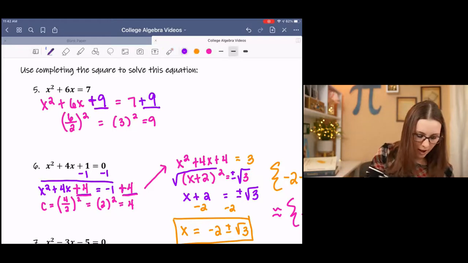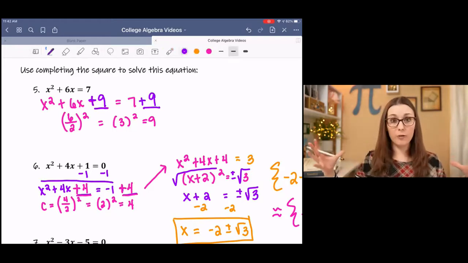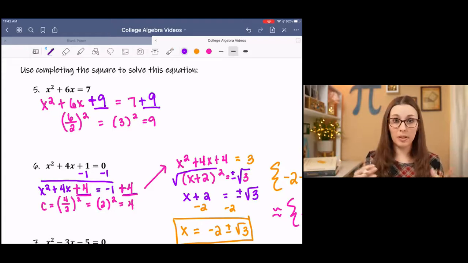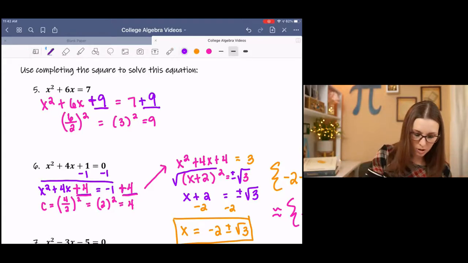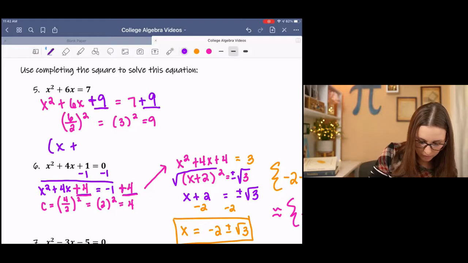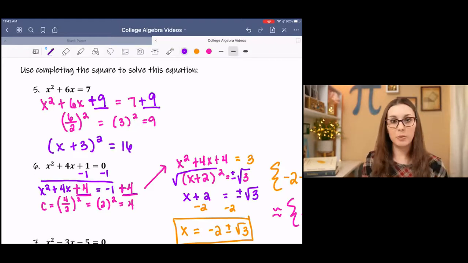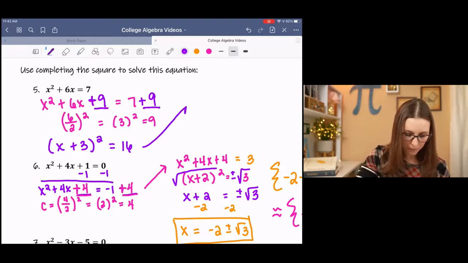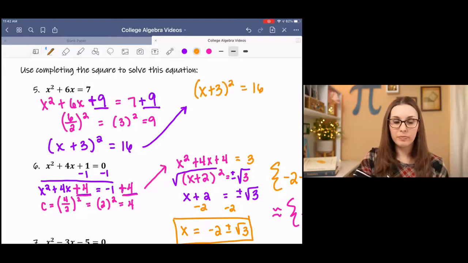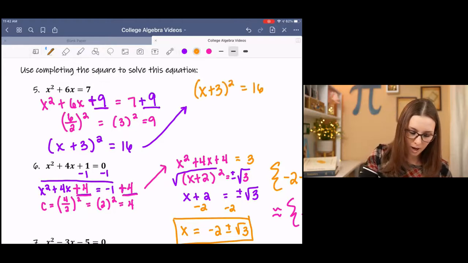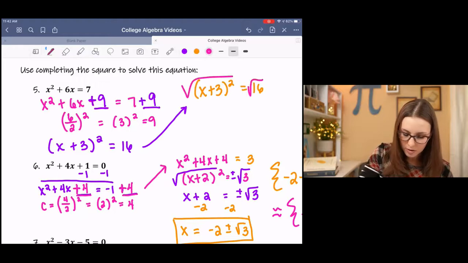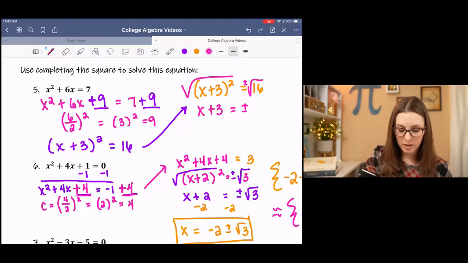And then on the left side, we have our perfect square trinomial because we have completed the square by finding the new c value. We will factor it and then add the right side, simplify the right side. So we have x plus 3 squared equals 16. Square root both sides. And we get x plus 3 equals plus or minus square root of 16, which is 4.